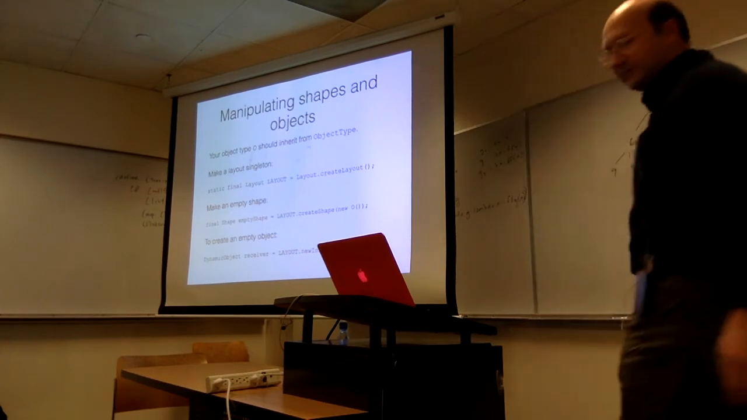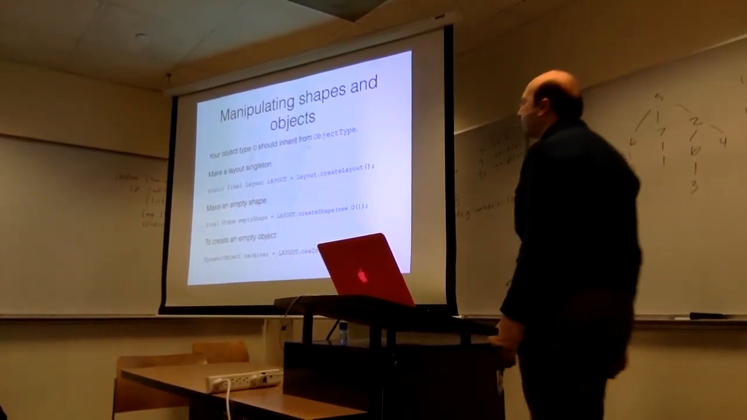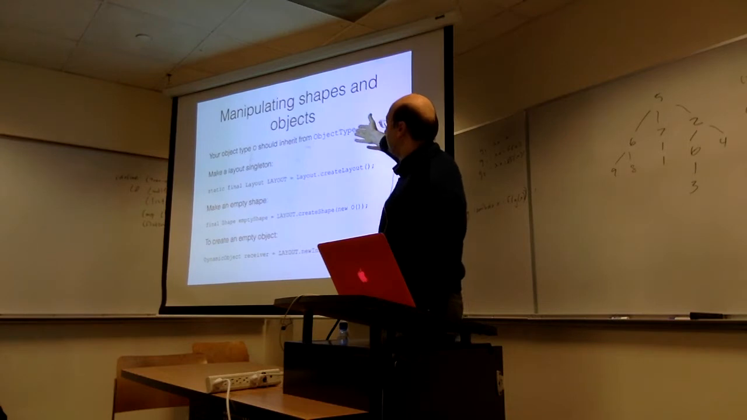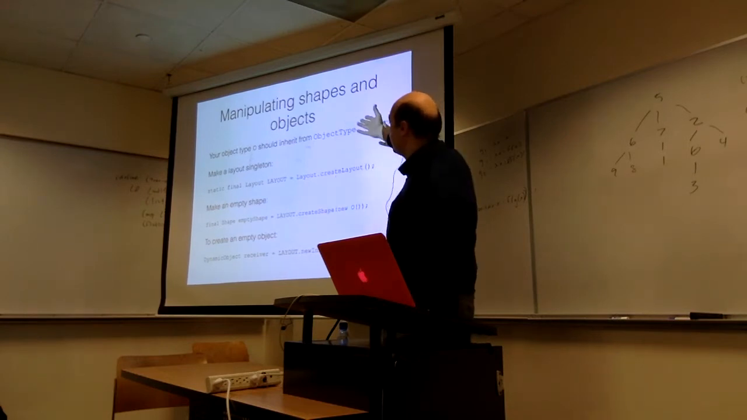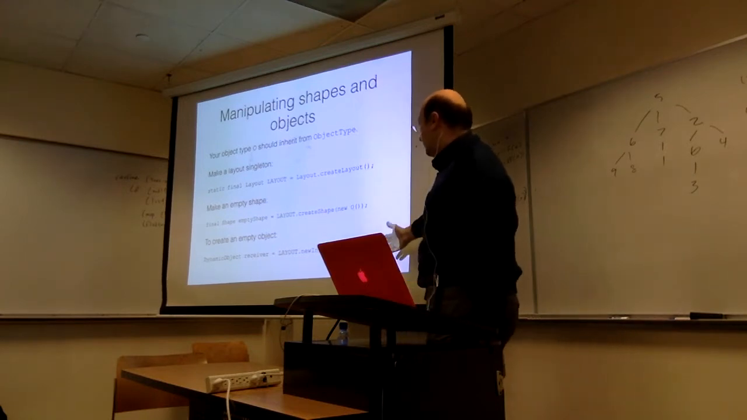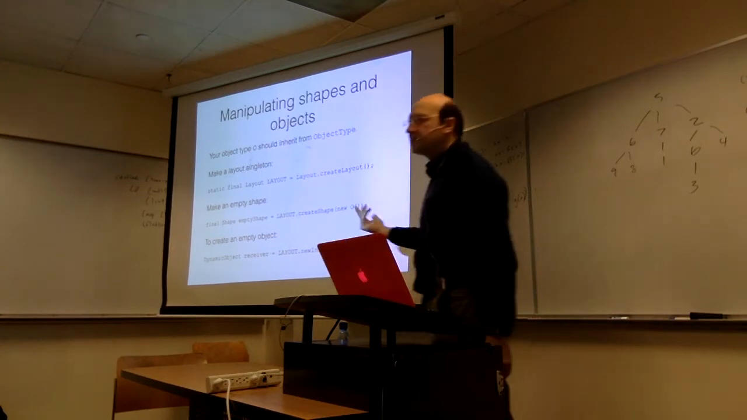So if you want to actually try and program this up for yourself, it's fairly straightforward. You have a thing called object type that your underlying object type should inherit from. Actually, in the implementation I did, I just used object type directly. You make a layout object, and that can be used to create empty shapes. So here's how you make an empty one. And then to make an instance of an empty shape, you just say new instance to the layout.